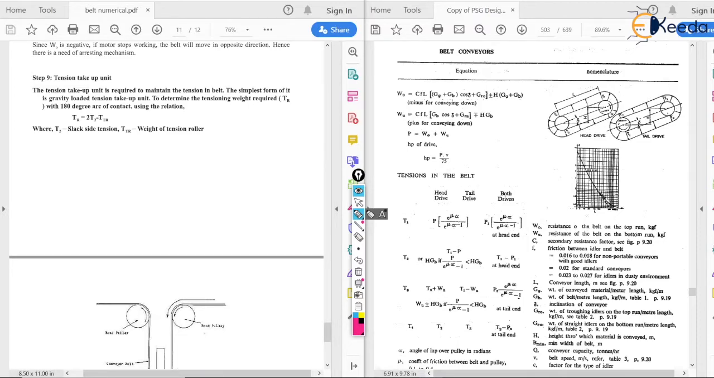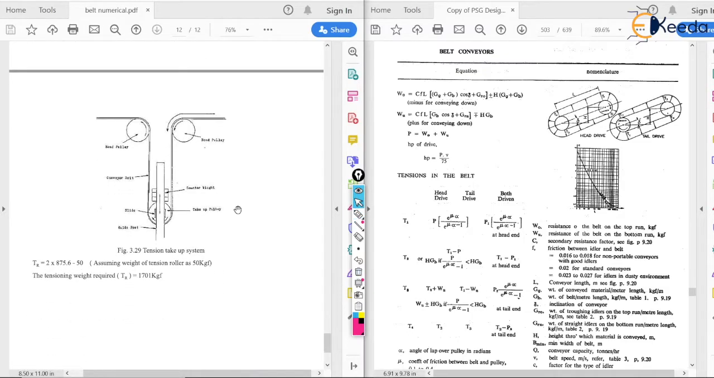Now to determine the tensioning weight required with 180-degree arc of contact, using the relation, T_R is equal to 2 times T2 minus T_TR. Now T2 is the slack side tension that we have already calculated, and the T_TR is weight of tension roller. Now let's move to its construction, that how it is.